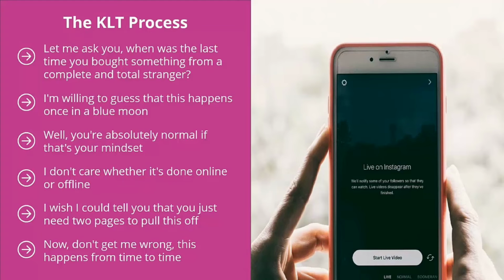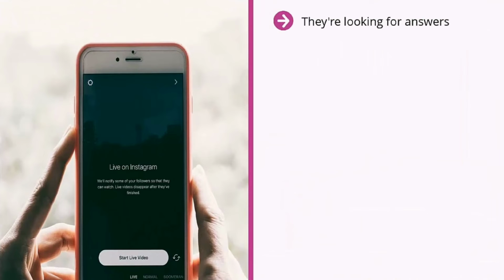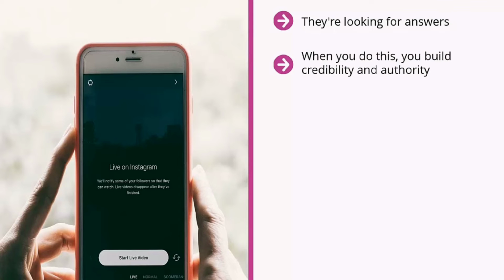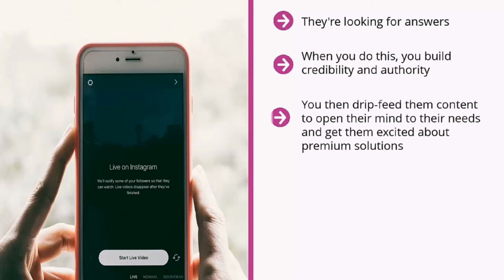How? When people from Instagram find their way to my website, they land on a consumer page that addresses their needs. They're looking for answers. They're looking for solutions. So they get all this information and then they can click through for more finely tuned, more efficient or better value solutions. When you do this, you build credibility and authority. You also control the conversation. You then offer them a freebie to join your mailing list. Once they join your mailing list, that's when the real selling begins. You already have them in the palm of your hand. You then drip feed them content to open their mind to their needs and get them excited about premium solutions. The more of these premium solutions you sell them, the more money you make.